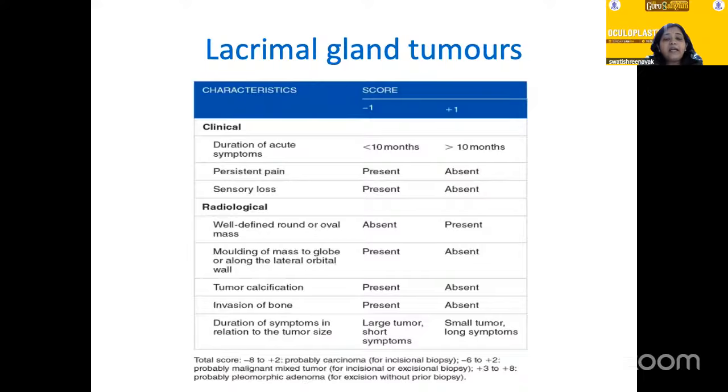Now, next are the lacrimal gland tumors. This classification was given by Rose and Wright, which helps us to distinguish between benign and malignant. It takes into account many clinical as well as radiological characteristics, like the duration of acute symptoms, persistent pain, and sensory loss. Radiologically also, whether it is a well-defined round or oval mass, molding of the mass to the globe or along the lateral orbital wall, tumor calcification, invasion of bone, and duration of symptoms.